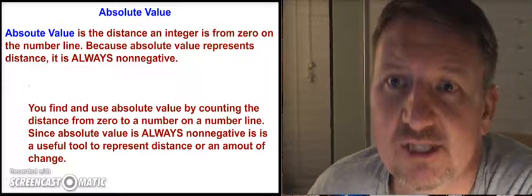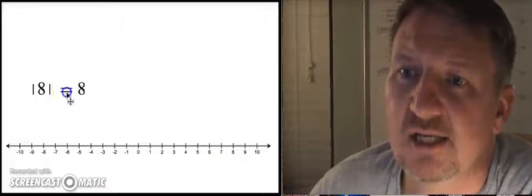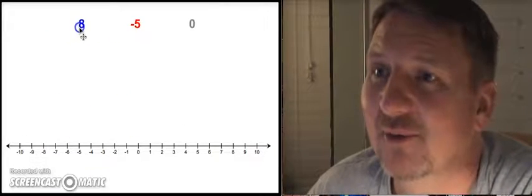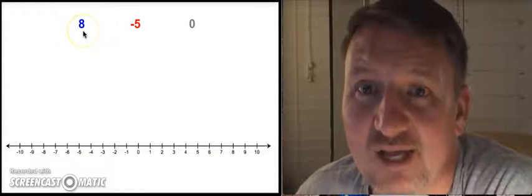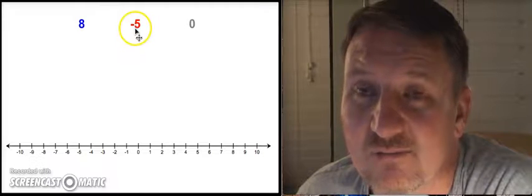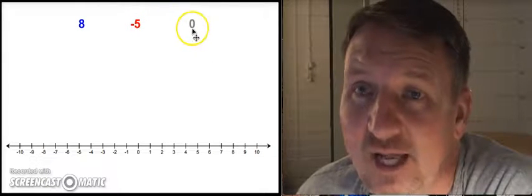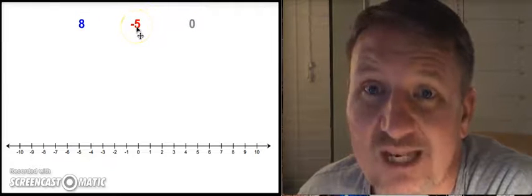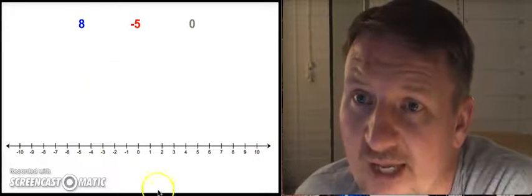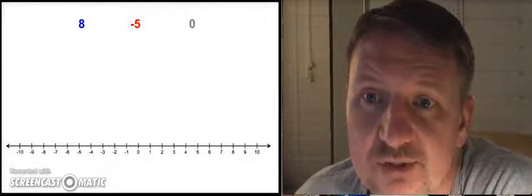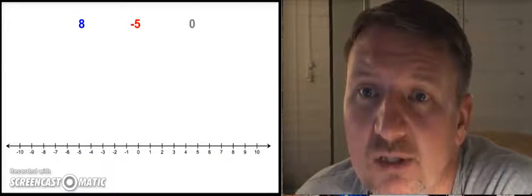Okay, here we go. Three examples. We're going to find the absolute value of 8, the absolute value of negative 5, excuse me, and the absolute value of 0. Okay, let's start with the absolute value of 8. So I'm going to switch to the pen. I'm going to get a blue ink.